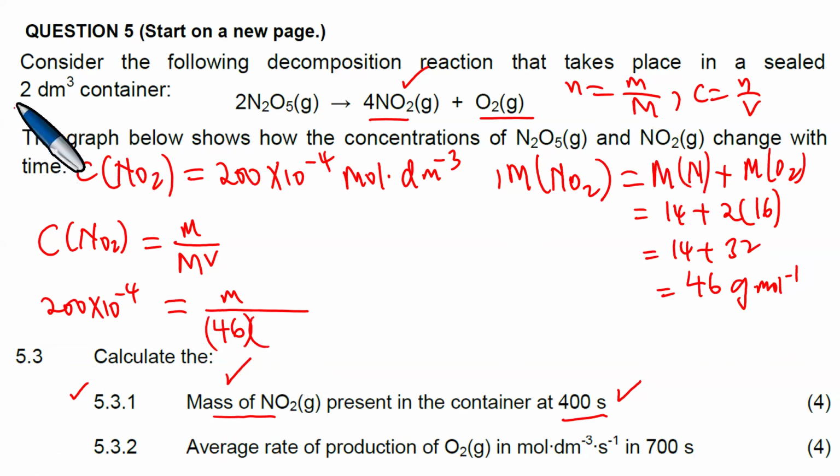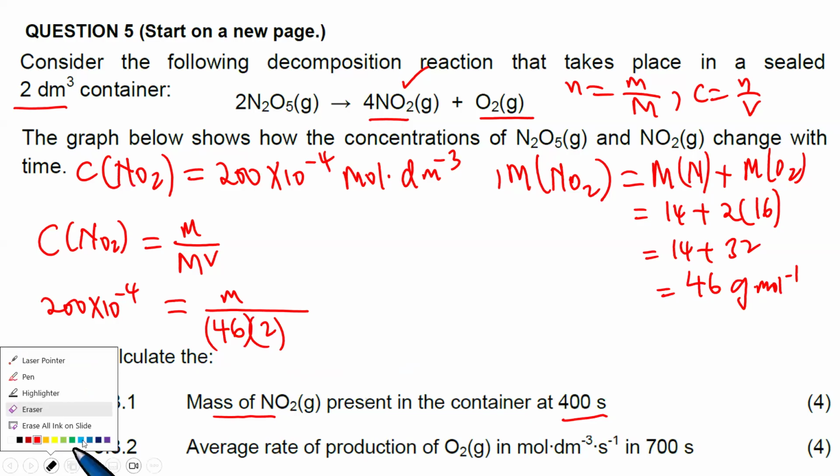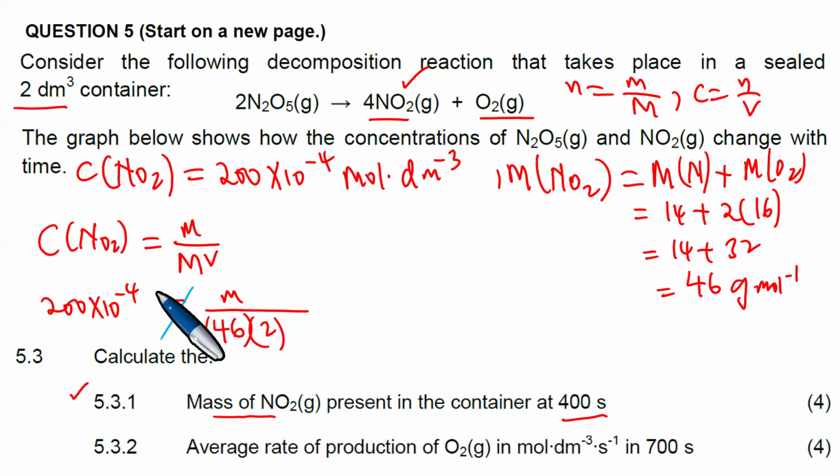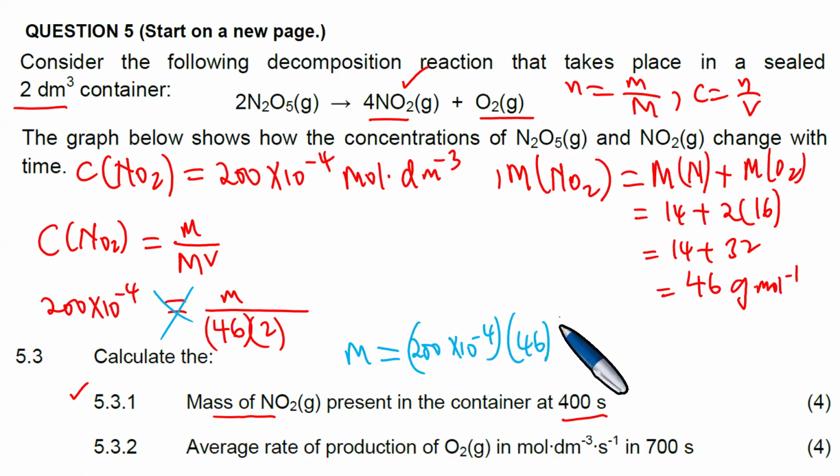The volume is 2, so it is actually 2 cubic decimeters. And we are in business because all is well. And then we just solve for M. We cross multiply like this, and we get that the mass is exactly 200 times 10 to the minus 4, times 46, by 2 equals what?